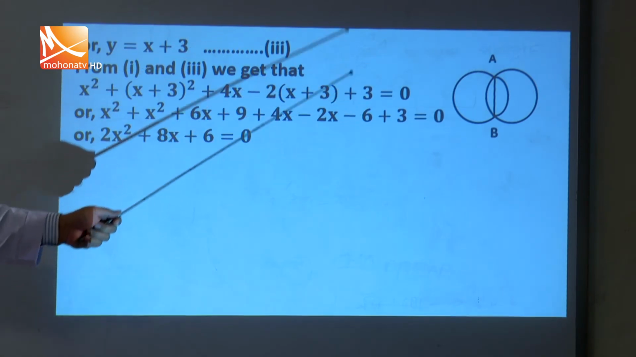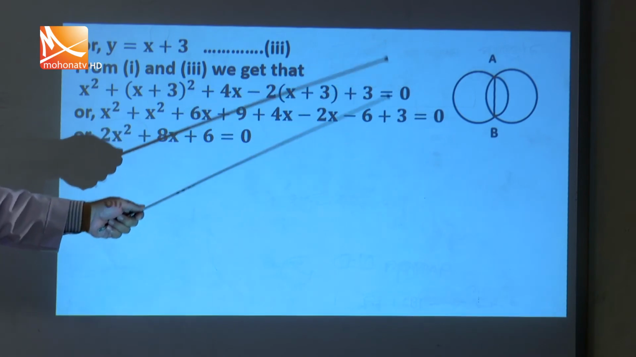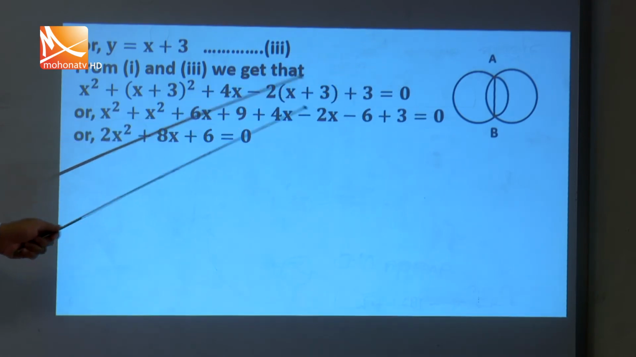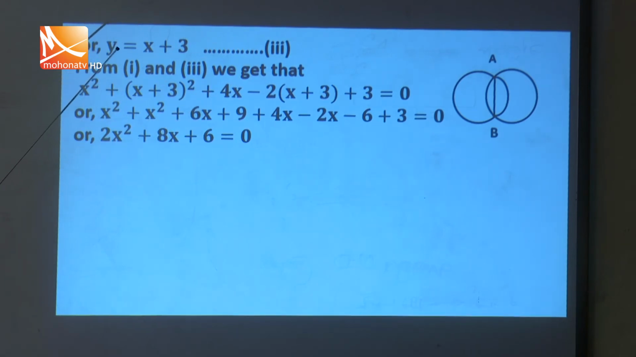So there is a common chord. The common chord is AB. So the end points of the common chord are A and B. The equation of the common chord was x minus y plus 3 equals 0.